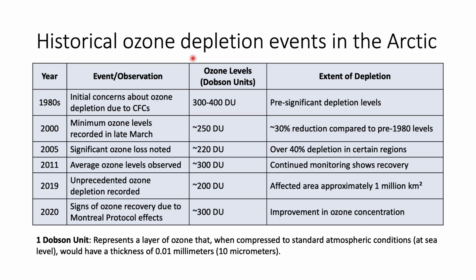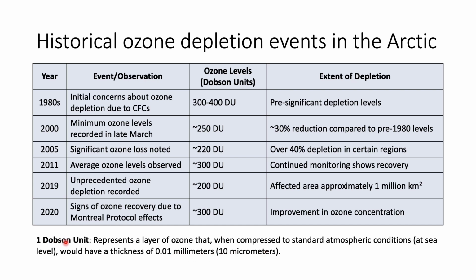Some of the historical ozone-depleting events in the Arctic include, in the 1980s, initial concern about ozone depletion due to CFCs. That means this is basically considered the base unit, or the pre-significant depletion level. Here 300 to 400 Dobson units are there. What is a Dobson unit we had mentioned earlier? It represents a layer of ozone that, when compressed to standard atmospheric conditions, that is at sea level, would have a thickness of 0.01 millimeter, that is 10 micrometer.